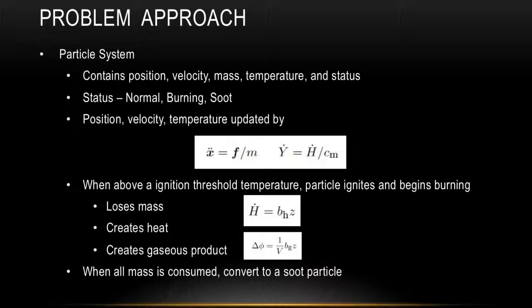When a particle's temperature reaches a certain threshold, it ignites and begins burning. At this point, a portion of its mass is consumed each time step, and both heat and gaseous products are generated. Once all of a particle's mass has been burned off, it is converted into a soot particle with a much smaller amount of mass and rendered in a different color.